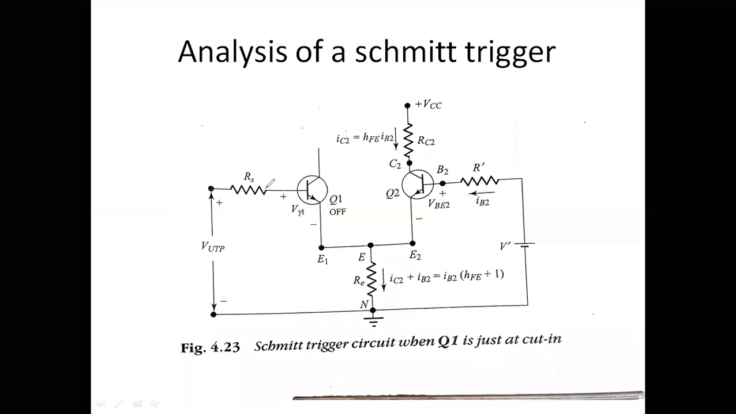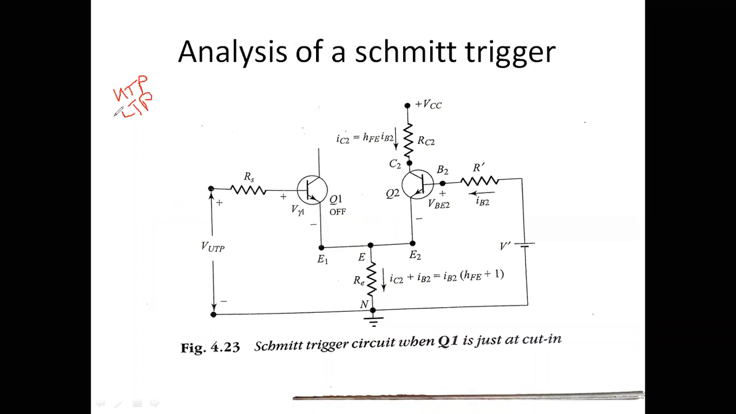Already you know how this circuit works. In the exam they may ask you to derive the expression for UTP, the upper triggering point. Otherwise, they may ask for the derivation of LTP. Or simply they may ask you to analyze this Schmitt trigger and derive the triggering points. And this is the equivalent circuit.